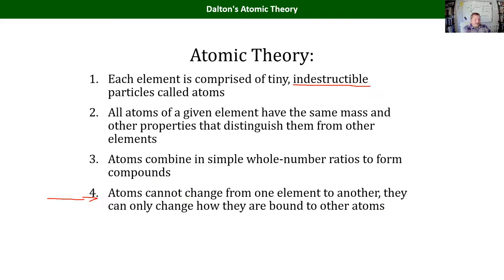So four, I guess, is the one that has come closest to being thrown out the window. But under normal circumstances, at the energy levels we're talking about on the surface of the Earth, number four still holds up. It's not until you get to really, really high energy situations that it's thrown out, and we can explain why with more physics, if you take enough physics. All right, so this is great. This is basically the founding principles of chemistry.